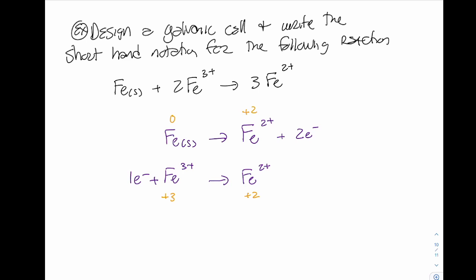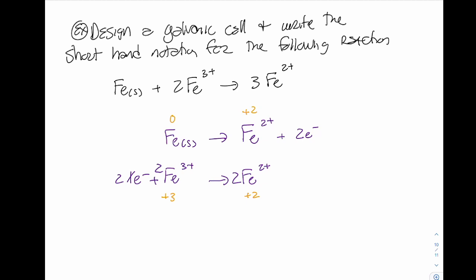And then to balance this, remember we need to have the electron counts equal for both half reactions. Because I have 2 here and only 1 here, my reduction half reaction needs to be multiplied by 2. So this would actually be 2 electrons, 2 iron 3 plus, going to 2 iron 2 plus. And then when we add those together, we would have 3 of these, which is what I'm seeing in my equation.